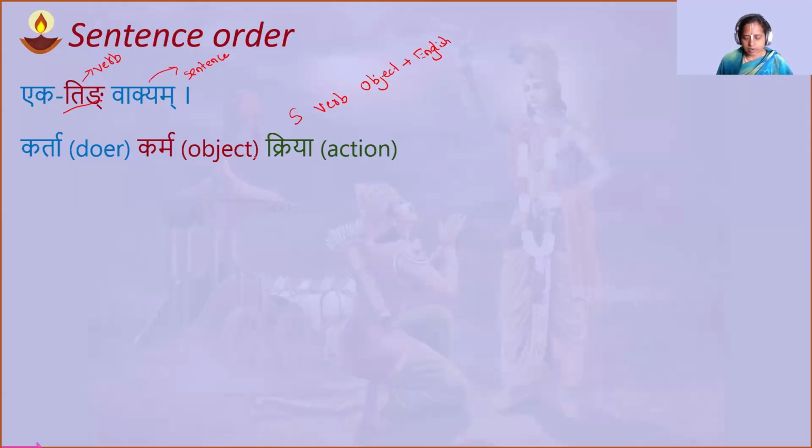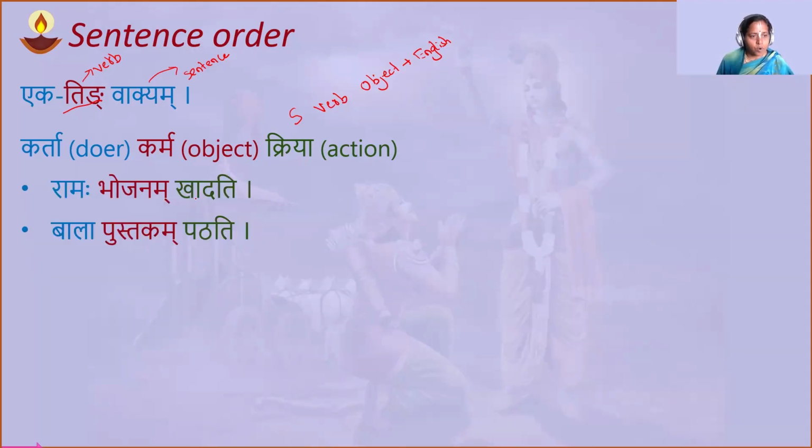We have to tell first the doer or the subject, then the object, and then the action. Just understand this and write it in English in your notebook. For example, Ramaha bhojanam khadati. Rama is the person who is eating, bhojanam is the thing which is being eaten, and khadati is his action. We saw patati, patataha, patanti, like that, khadati. So Rama eats food. In English, the same thing is Rama eats food. But in Sanskrit, it has to be Ramaha bhojanam khadati.